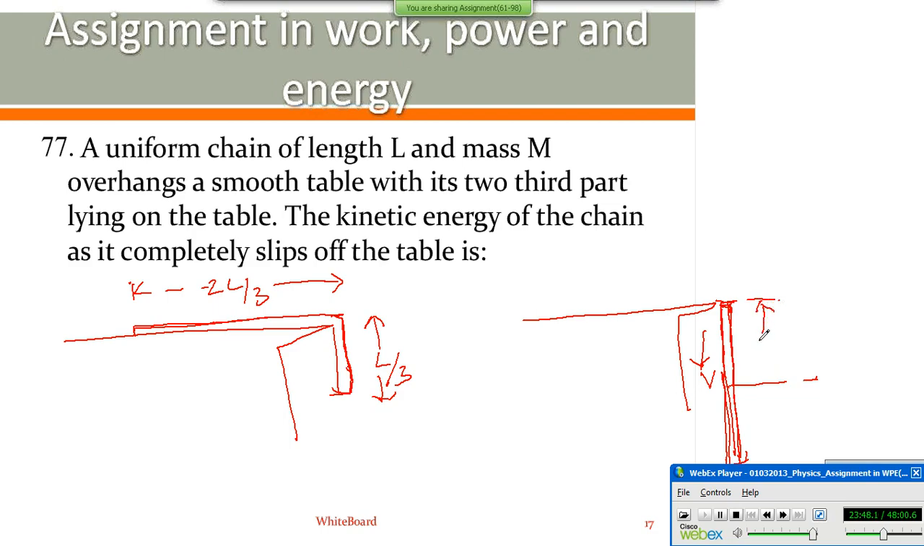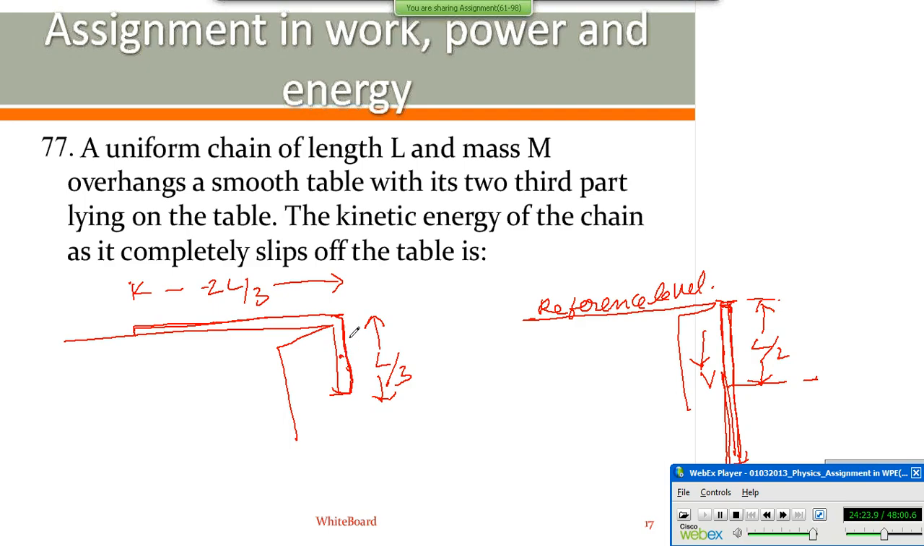At this instant the center of mass of the chain will be at a distance L by 2 below the surface of the table. So I take the surface of the table as the reference level for measurement of gravitational potential energy. That means I assume that the gravitational potential energy of the chain is 0 on the surface of the table.